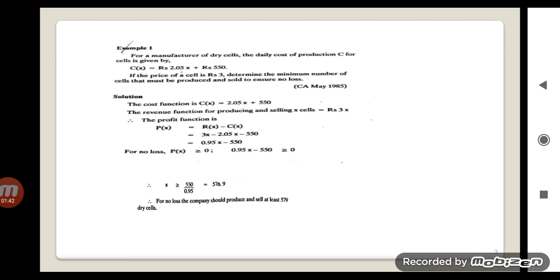To ensure no loss, the profit should be greater than or equal to 0. If I equate this, I will get the answer as 578.9. To avoid loss, the company should produce and sell at least 579 dry cells.